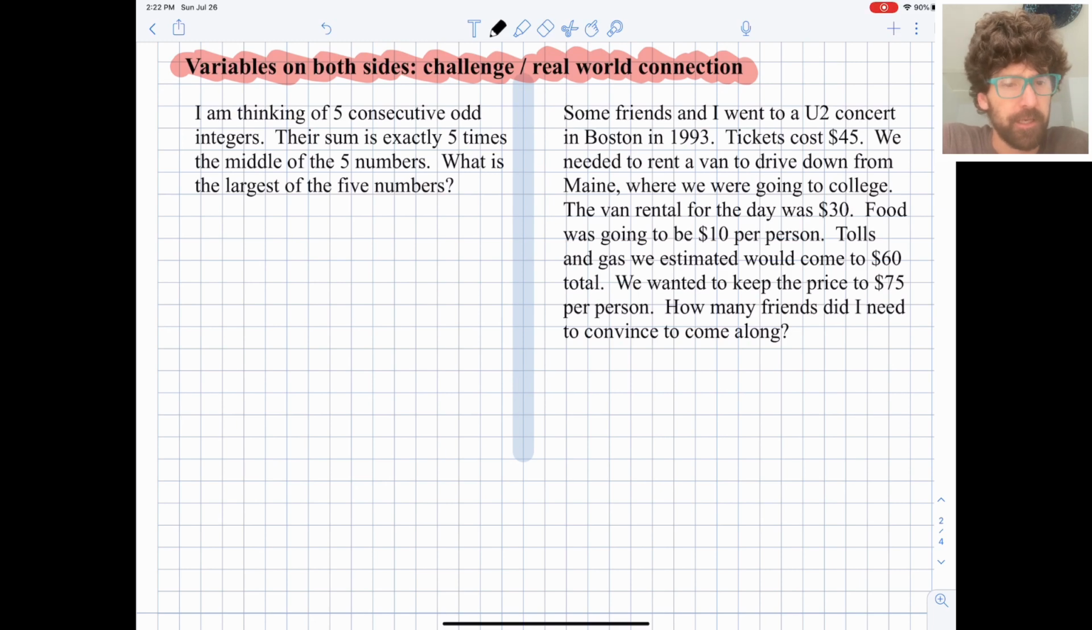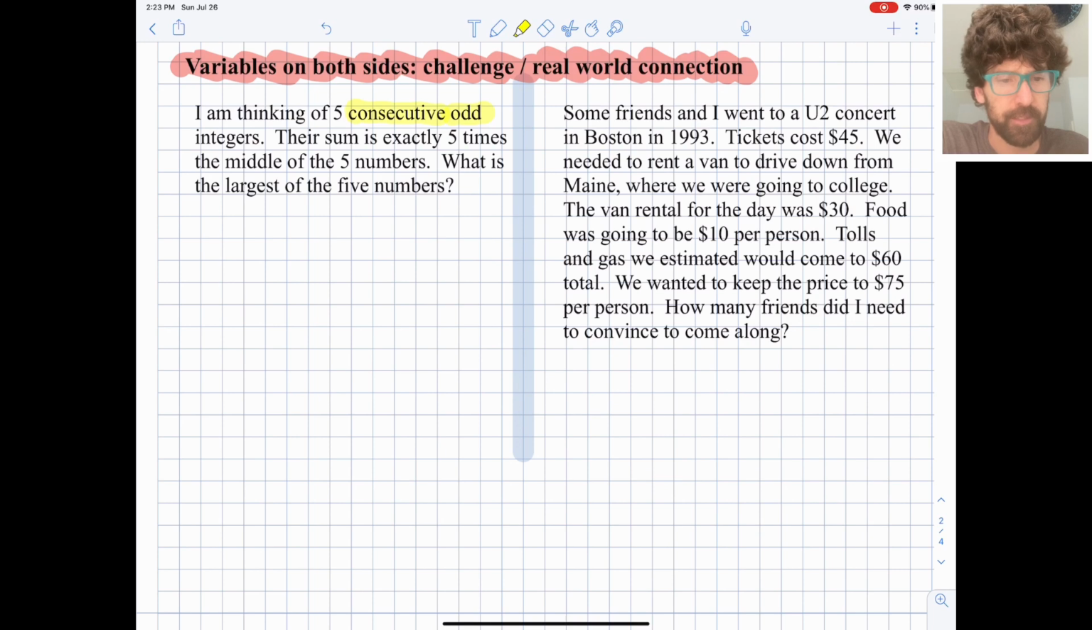So the first one on the left side, I am thinking of 5 consecutive odd integers. Okay, and their sum is exactly 5 times the middle of the 5 numbers. What's the largest of the 5 numbers? All right, so that has some complexity there. We know that certainly there are 5 numbers we're dealing with, but they're consecutive, so that means in a row, but they're odd also. So for example, 3, 5, 7, 9, 11 are both consecutive and odd.